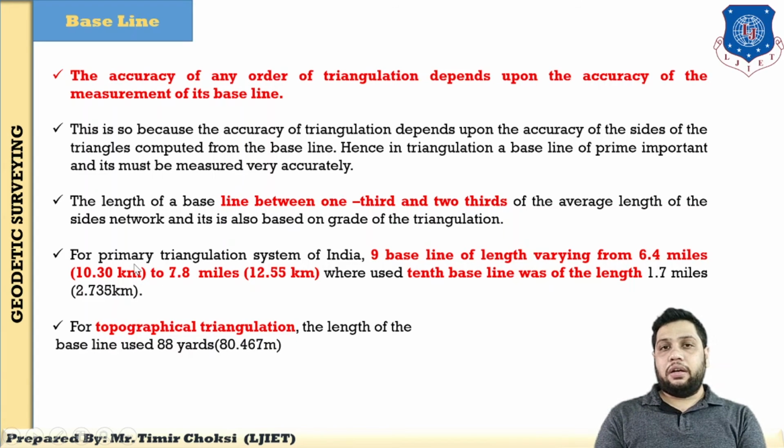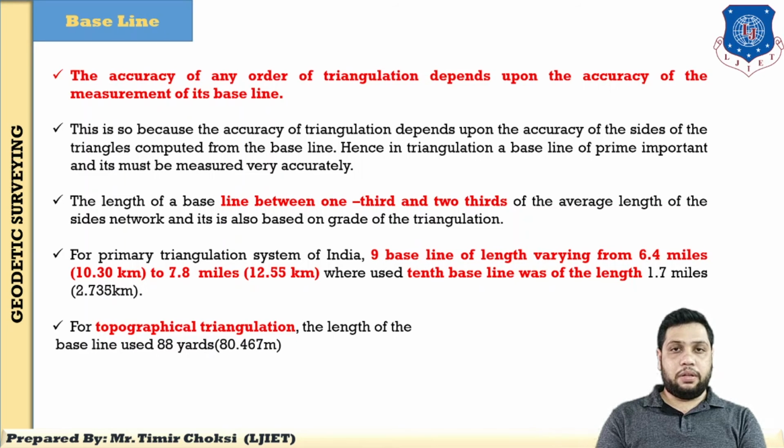In India, primary triangulation is used. Ten baselines were used for finding the shape of the country of India and its dimensions. Nine baselines vary in length from 6.44 miles, meaning 10.30 kilometers, to 7.8 miles, meaning 12.55 kilometers, and the 10th baseline was 1.7 miles, meaning 2.735 kilometers.